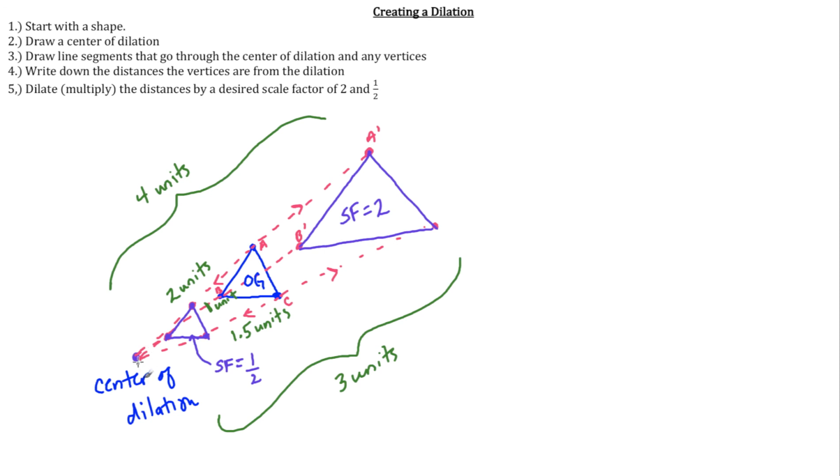Remember all these, like this center of dilation went through A. I guess I'll label it double prime. I label this one C double prime. And this one B double prime. So this center of dilation went to A double prime through A and through A prime. Center of dilation went through B double prime and B prime. You get the point.